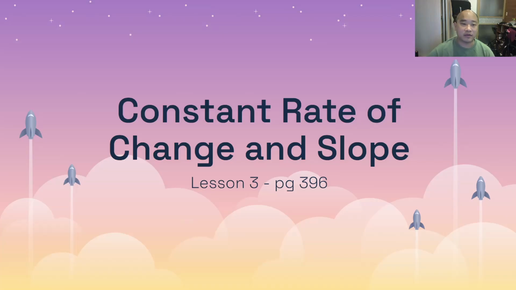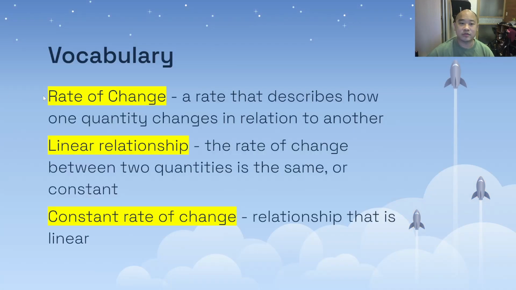Today, we're talking about constant rate of change and slope, which are basically two words for the same idea. So, what is the rate of change? Well, a rate of change is a ratio or rate. Remember what a rate is.